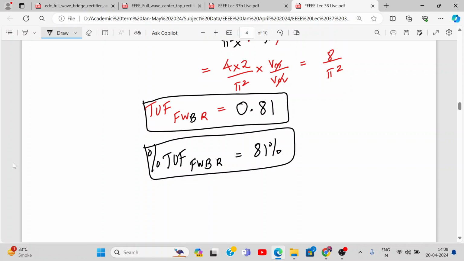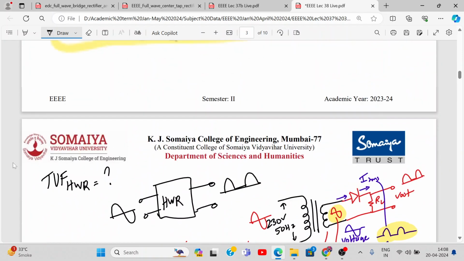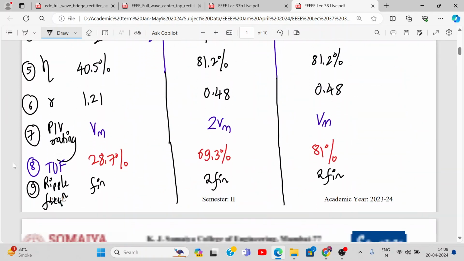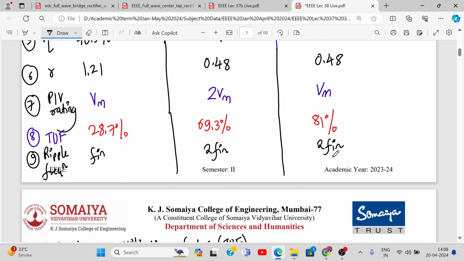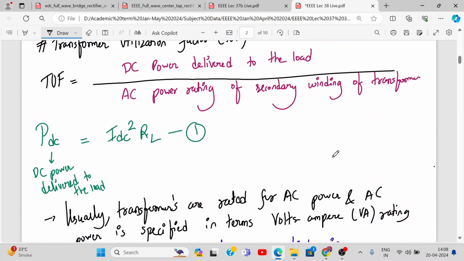So for a bridge rectifier, the transformer utilization factor is 81%. I realized that by writing this differentiation. See, it's 81% over here, and that is full wave bridge rectifier, not the center tap rectifier. Completed. Okay.